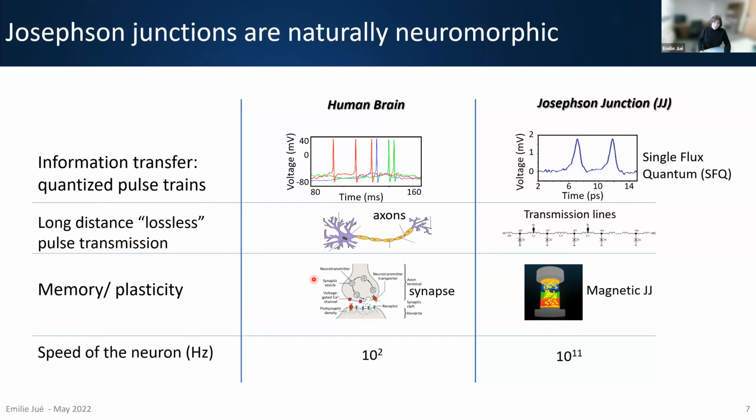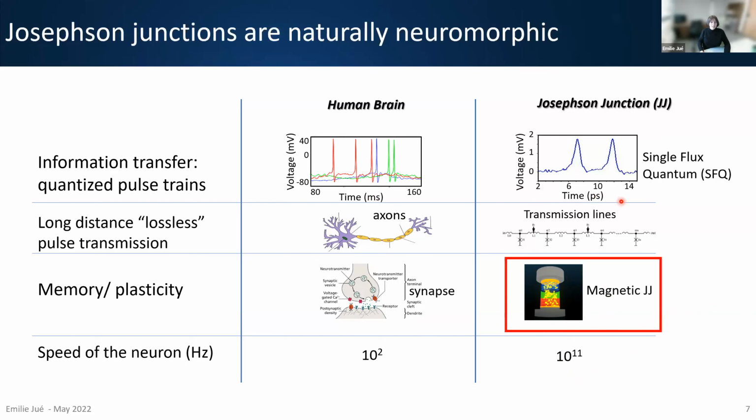I also mentioned that the plasticity is obtained through the synapses in the brain. And in this presentation, I'm going to show that we can reproduce the synaptic role by using a magnetic Josephson junction. So this is going to be the focus of my talk. And finally, the Josephson junction is also a very fast device that can spike 1 million times faster than the brain, as you can see on these figures with the 2 different time scales.